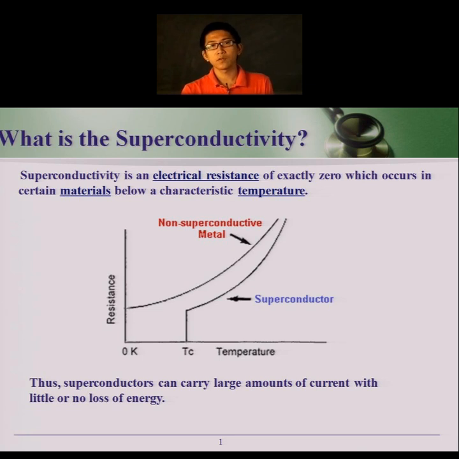So, what is superconductivity? Superconductivity is an electric resistance of exactly zero, which occurs in certain materials below a characteristic temperature. As in the picture in the slide, we can see that the resistance of the superconductor will be zero when the temperature is lower than the characteristic temperature. So a superconductor can carry large amounts of current with little or no loss of energy.